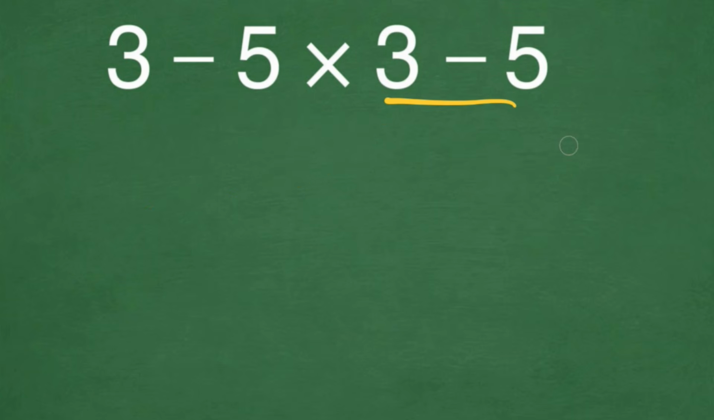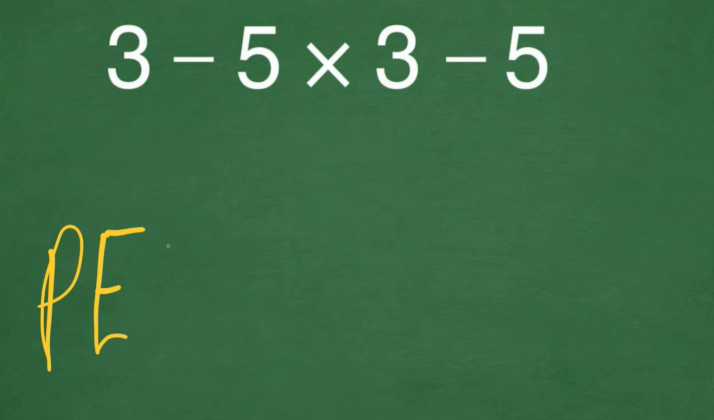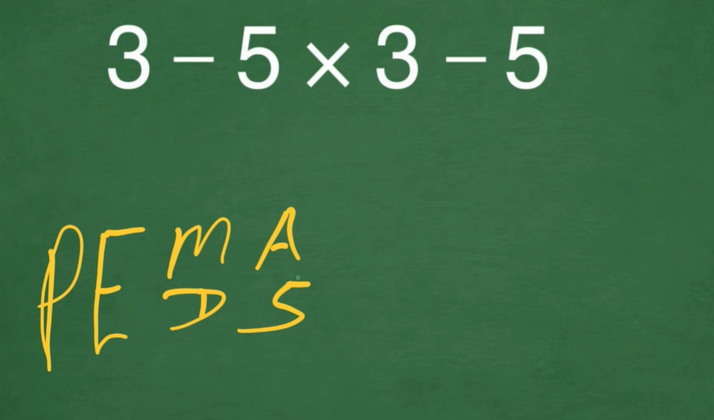Because according to the order of operation, PEMDAS, which I am going to explain real quick. So according to the rule PEMDAS, P stands for parenthesis, E stands for exponent, M and D stand for multiplication or division, A and S stand for addition or subtraction.